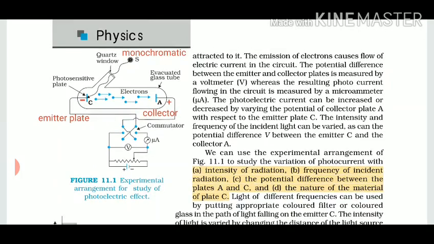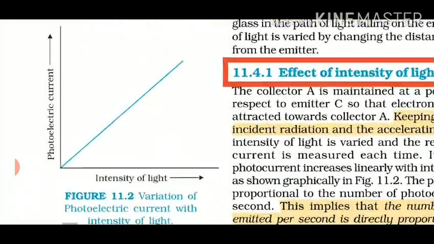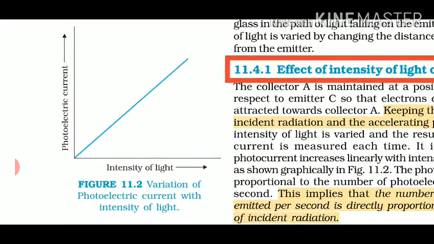Obviously, if you increase the number of photons incident on this cathode plate C, then what will happen? More and more electrons will be ejected out, and both are directly proportional to each other. As you can see in the graph drawn here in figure 11.2, if I plot intensity with photoelectric current, they both are directly proportional to each other.